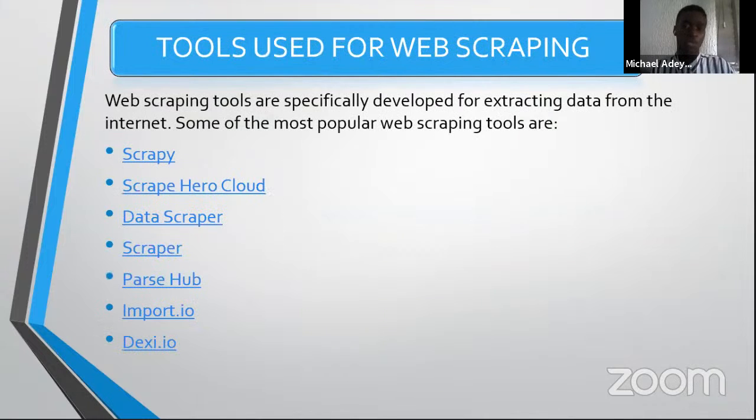So tools used for web scraping, there are various tools used for web scraping, but these are the most popular web scraping tools, which are specifically used by developers. One is Scrapy, then we have ScrapeHero Cloud, then we have Data Scraper, then we have Scraper, then we have ParseHub, Import.io, we have Dexi.io. These are the most popular web scraping tools you can use.